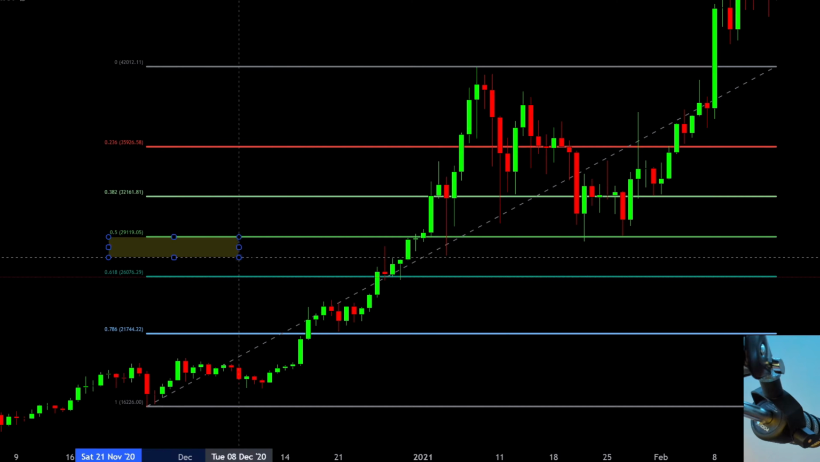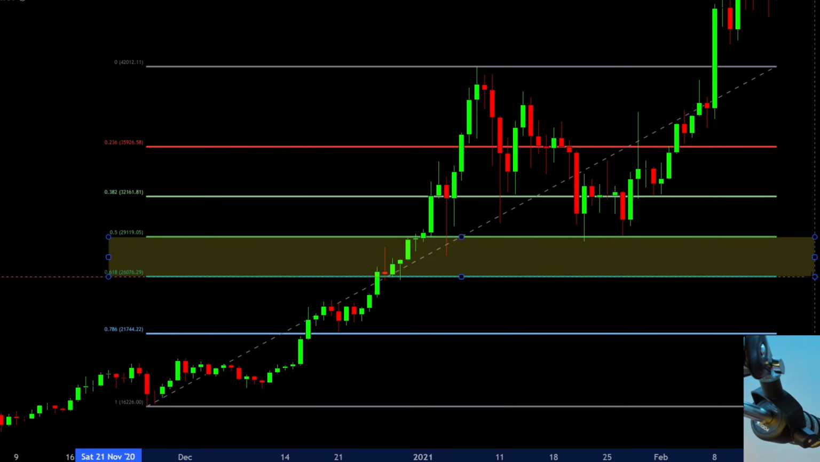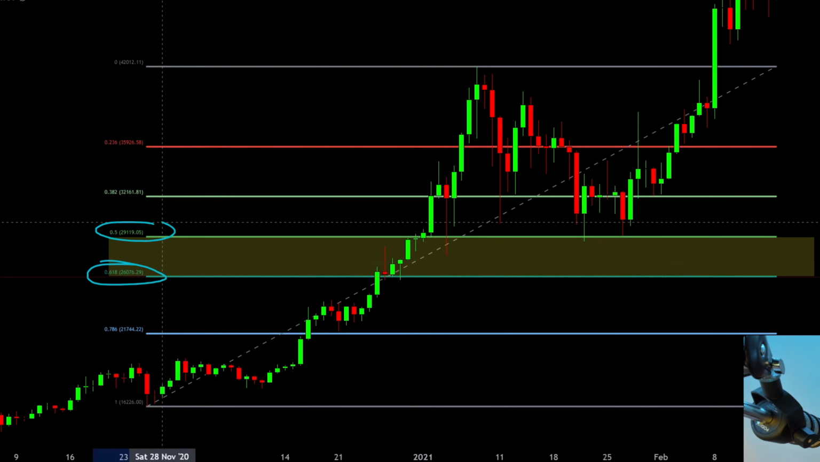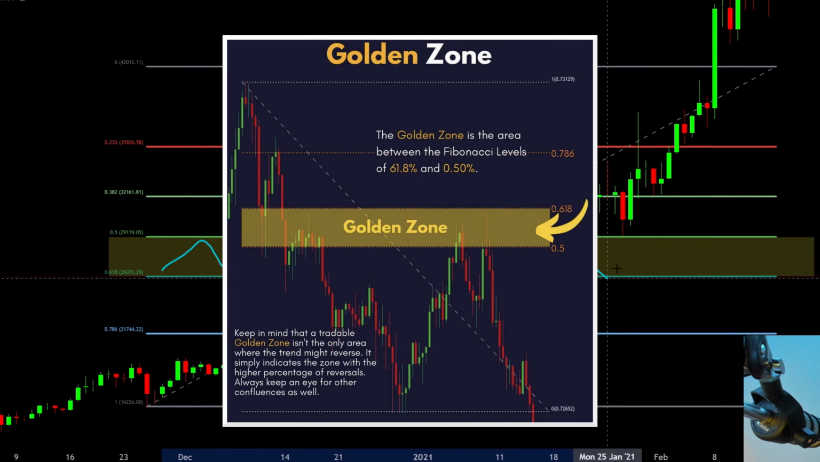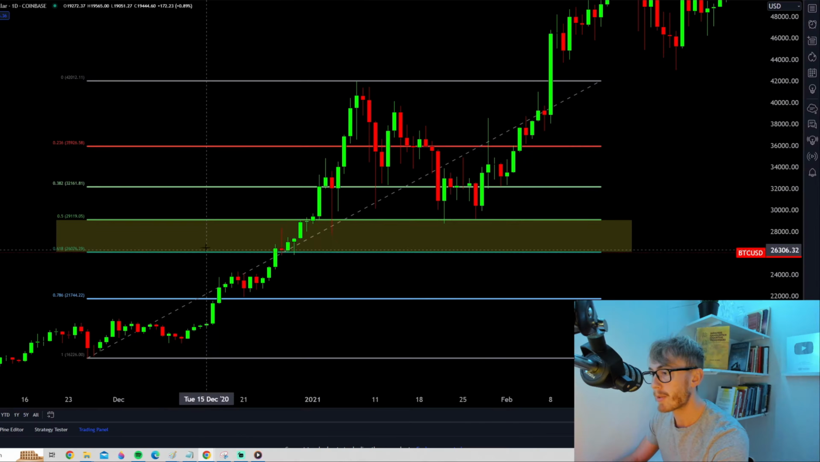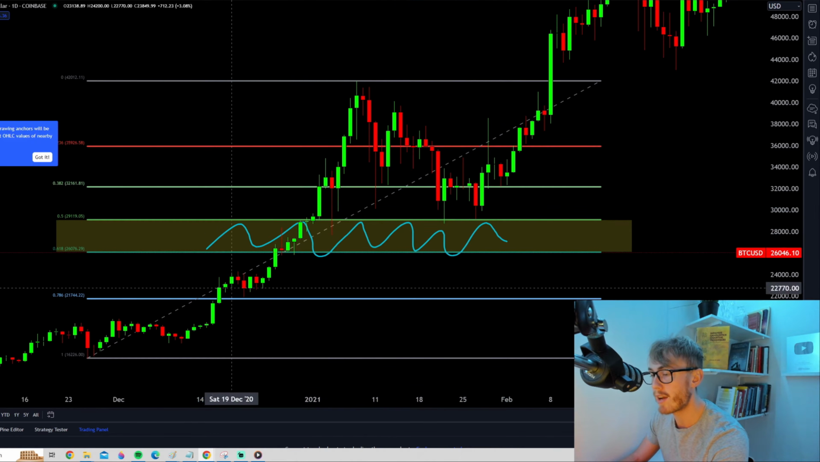The Fibonacci retracement zone in between the 0.5 level and the 0.618, so you can see this zone right here in between this level and this level, this is what we call the golden zone or golden retracement zone. This one is very important because this is a very common zone for the price to react and reverse.